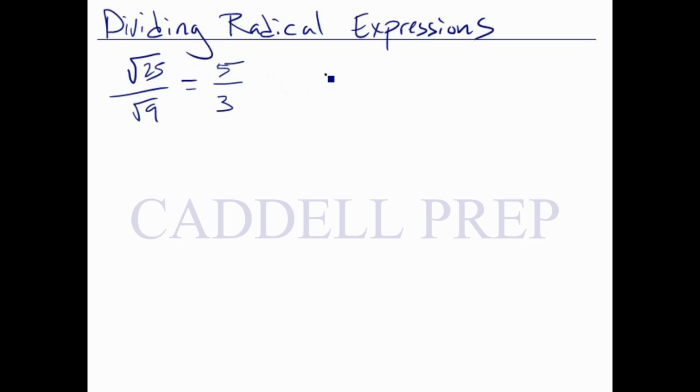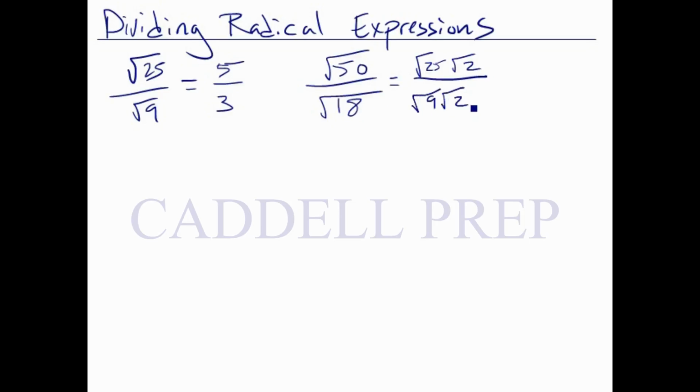What if we had the square root of 50 over the square root of 18? What do we do here? Well, we could again simplify both of these if we want to. So let's see, what goes into 50? Well, 25 and 2, and 25 is a perfect square, so that works out. This one will be the square root of 9 over the square root of 2.